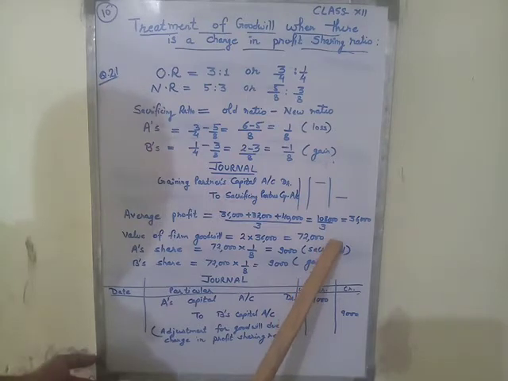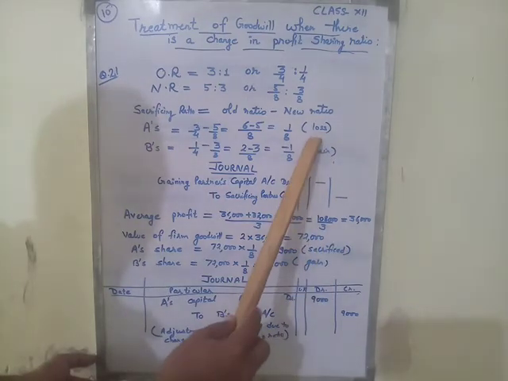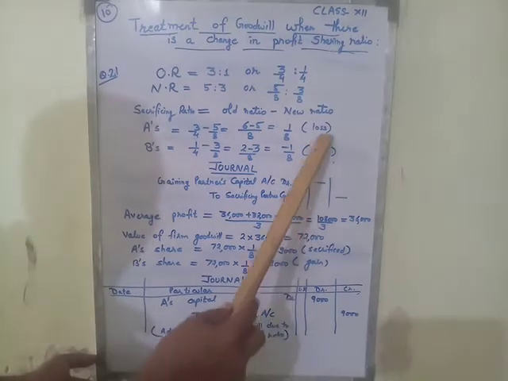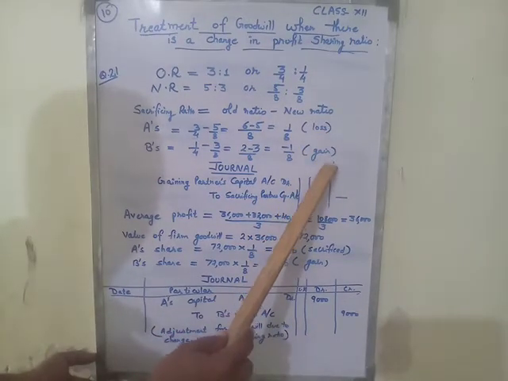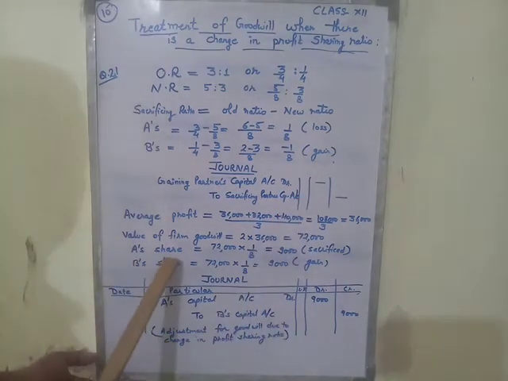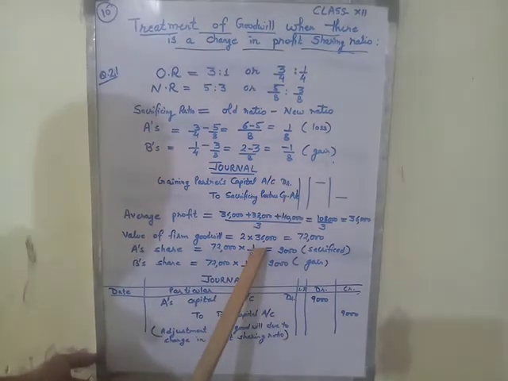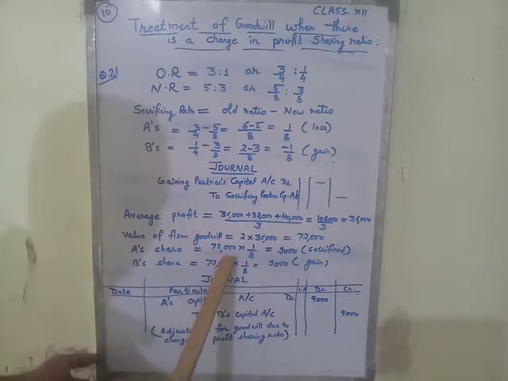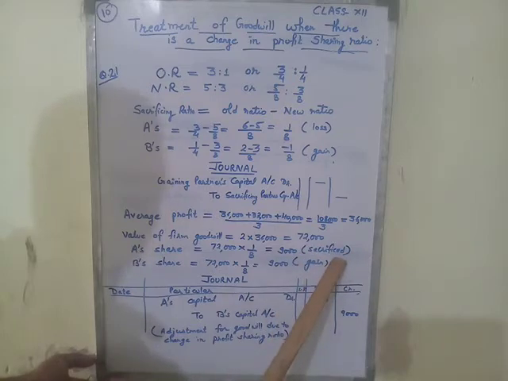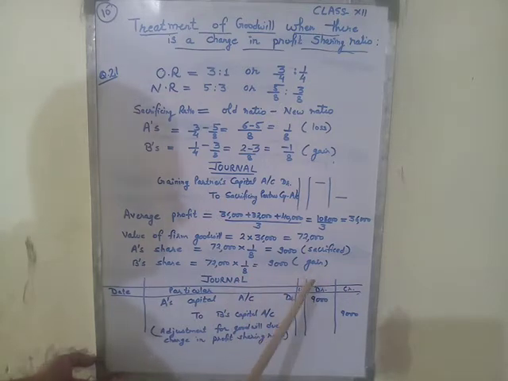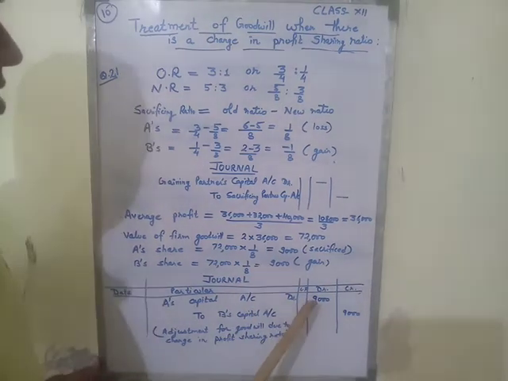The firm's goodwill is distributed in A's capital and B's capital in their sacrificing and gaining ratio. So we calculate A's share and B's share, which are 1/8 and 1/8. So 72,000 goodwill multiplied by 1/8 gives A's share of 9,000, which is the sacrificing amount. B's share is 72,000 into 1/8, 9,000. It is a gain. So one is a gainer and the other is a sacrificing partner.